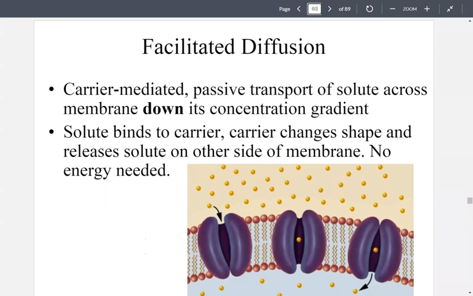Now, there is also something known as facilitated diffusion. Facilitated diffusion is going to utilize a carrier protein that spans both sides of the membrane. And with facilitated diffusion, whatever solute it may be, sodium, potassium, calcium, whatever it is, binds to the carrier. The act of binding is going to change the shape, and the changing of the shape will allow the solute to move through the membrane. Again, though, this does not require any energy.